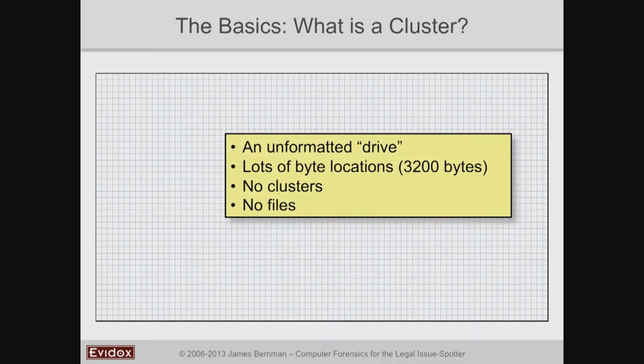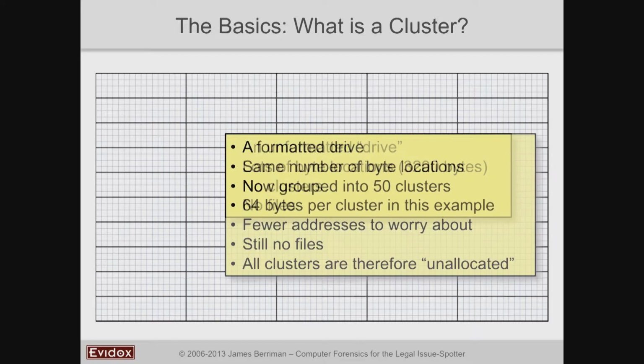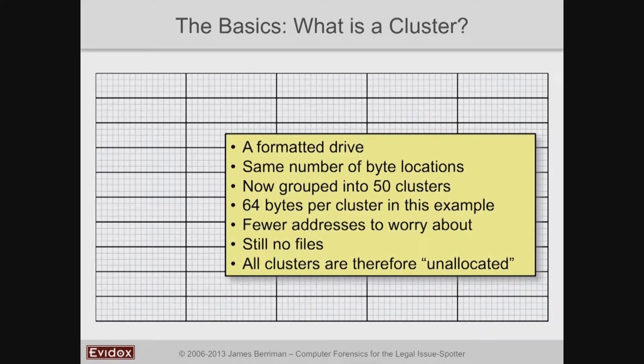Okay, so I'm not going to go too deep here, but imagine that this piece of graph paper, which has 3,200 cells, represents an unformatted hard drive or a memory stick. So it's got 3,200 slots available to hold characters. It can hold 3,200 characters. At this point, there's no clusters, there's no files, it's just unformatted space. When we format it, what happens is the file system of whatever your operating system is, in this case Windows, divides it up into clusters.